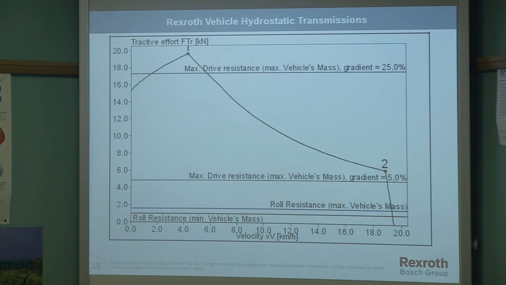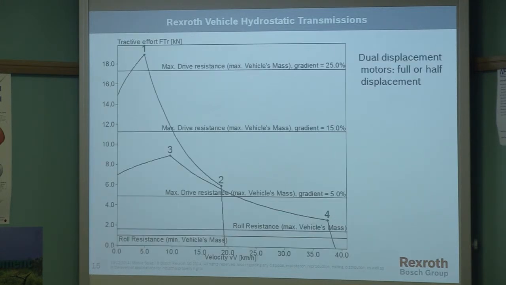I just made the motors dual displacement. So you can switch them from max to half displacement. So 1 to 2 is really the same as the previous graph, but now we've got 3 to 4 where the motors are on half displacement. So you can see now we've got a good overlap here. So in this region, the vehicle can be in either gear, which is good. They're not far apart. When I say either gear, either displacement. But we can no longer, at half displacement, go up a 5% gradient.